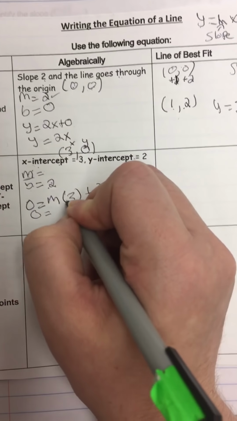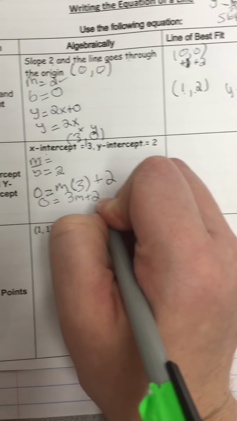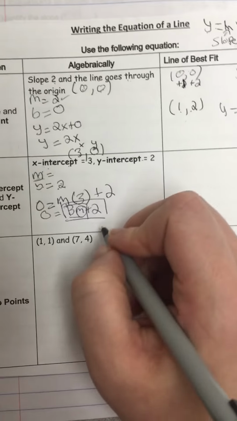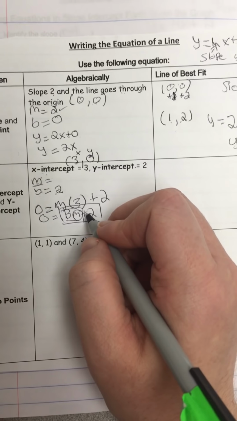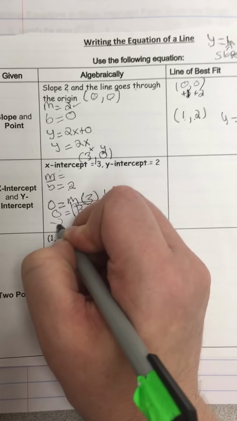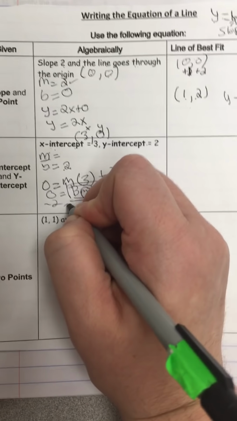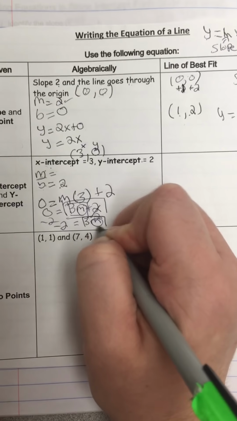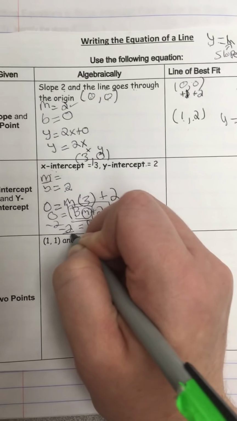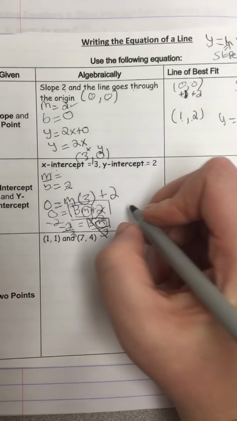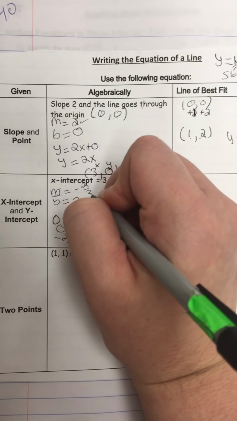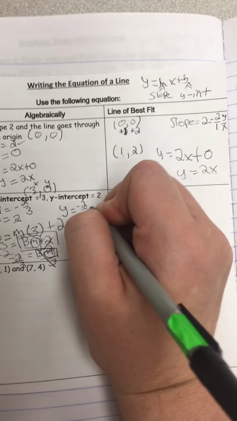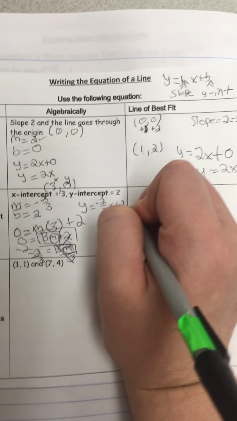I'm going to rewrite this as really 3m, and then we're going to solve for m using the box method. We have plus 2, so we're going to subtract 2 from both sides. So 0 minus 2 is negative 2. Again, still solving for m, I'm going to divide by 3 on both sides, and that leaves me with negative 2 over 3. So that means my equation is y equals negative 2 over 3x plus 2.